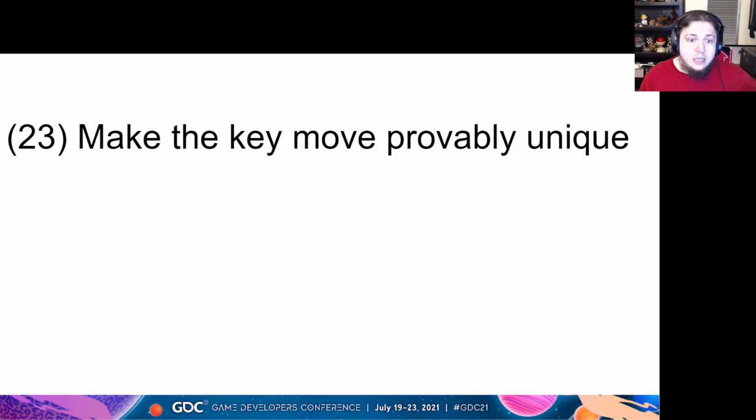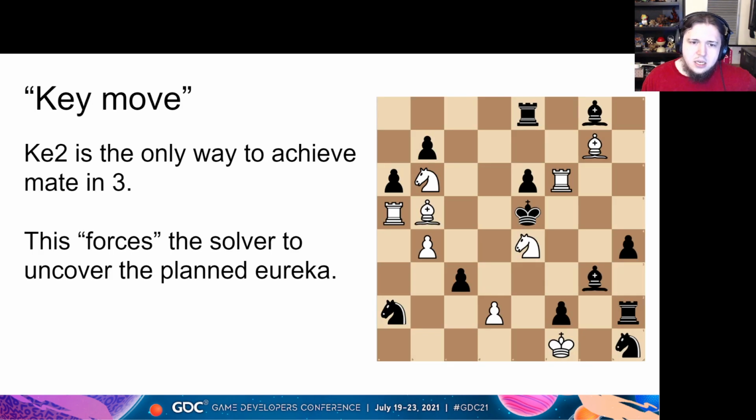One of the important things to do is make the key move, or the key step that you have to do, provably unique. If we go back to that chess puzzle by Sam Loyd, King E2 is the only way to achieve that mate in 3. And the fact that that's true forces the solver to uncover the planned eureka moment that has been set up.